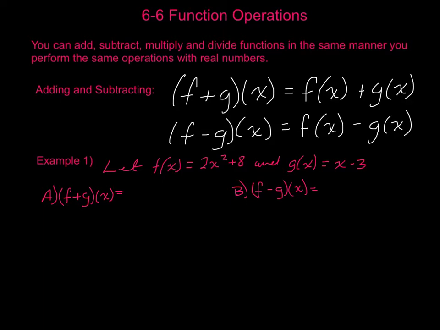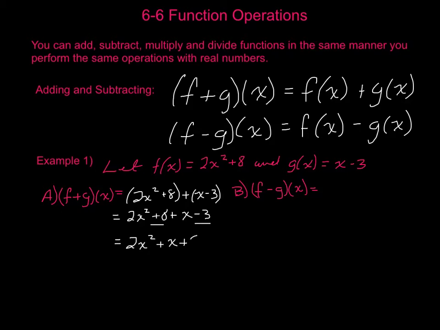So what we're going to do is take f of x and put in parentheses 2x squared plus 8, and we're going to add g of x, which is x minus 3. Essentially, we're going to end up combining like terms because we're adding, so 2x squared plus 8 plus x minus 3, a couple of like terms here, to simplify and give us 2x squared plus x plus 5. Final answer.